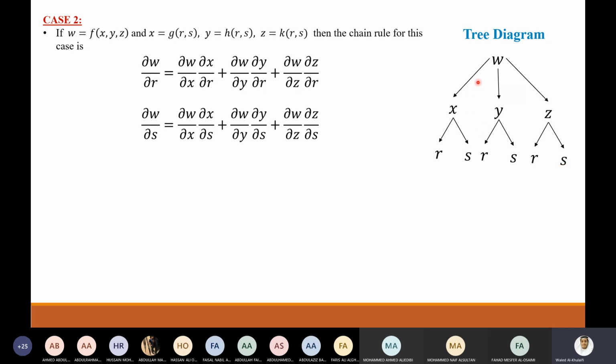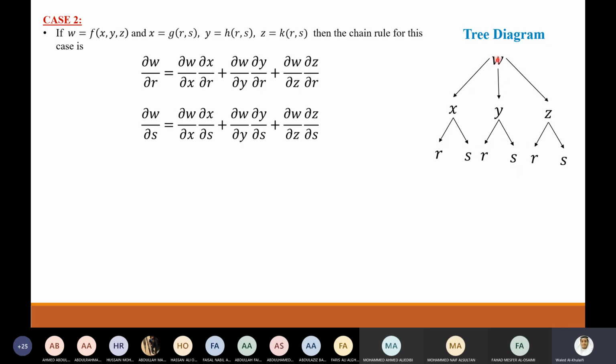Now I want to find the derivative of w with respect to r. How many roads starting from w will end at r? I have one road like this, and one road like this, and one road like this. So I have 3 roads to get from W to R. So you have 1, 2, 3.